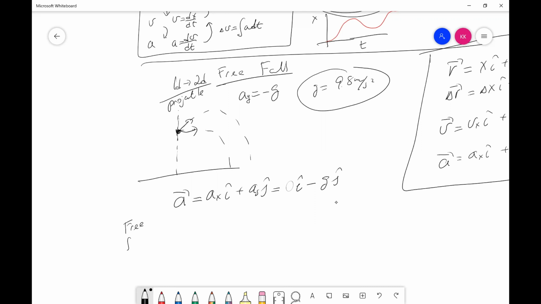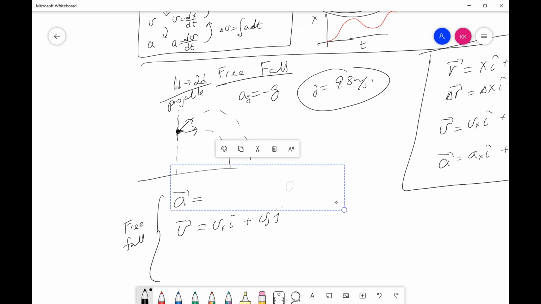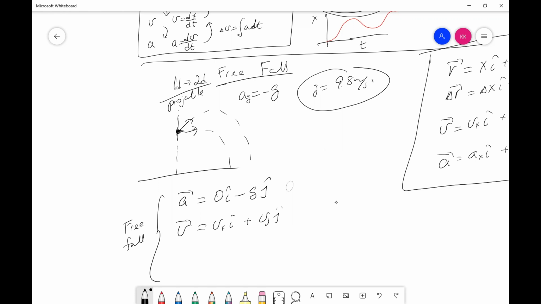Then velocity becomes Vx i hat plus Vy j hat. So then think like this. So if I'm kind of doing this, so if it's 0 i hat, then minus g j hat. So then you can see, right?